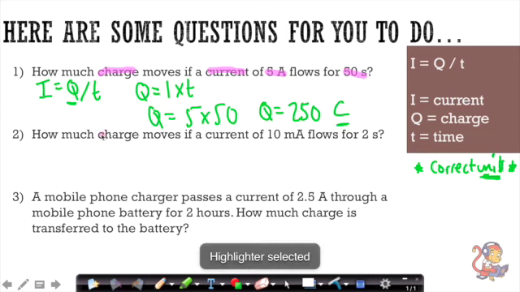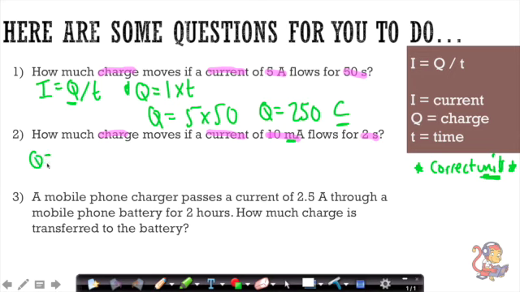Second question below, we've got, how much charge moves if a current of 10 milliamps flows for 2 seconds? So here hopefully you would have noticed that it says milliamps. So we again need this rearranged equation because we need to work out charge. So Q equals I times T. But this time we've got to do something else because we've got 10 milliamps, not 10 amps. So milli is the multiplier times 10 to the minus 3. So we need to divide by 1,000 to get our amps. So 10 divided by 1,000 would give us 0.01 amps.